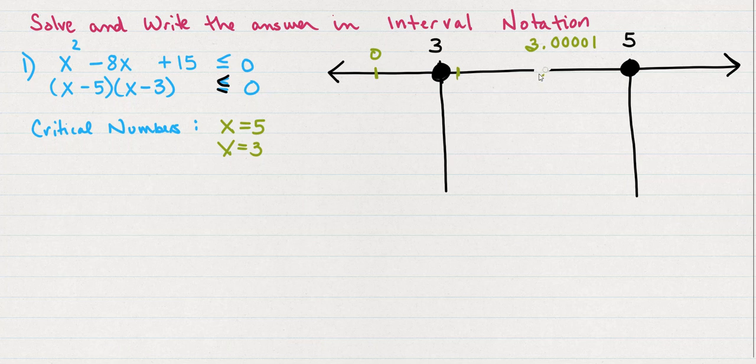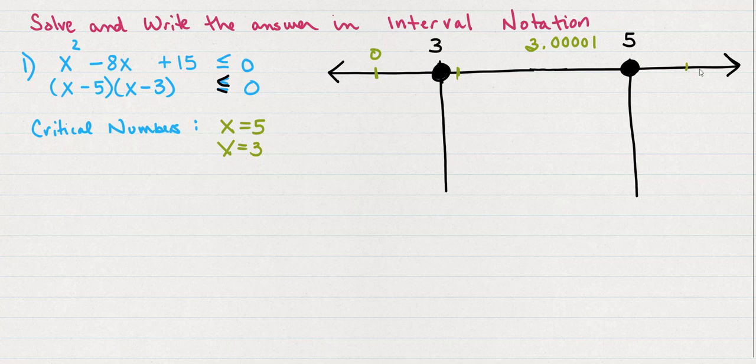Just one smidgen past that 3. So let's see what happens when our test number is just a smidgen past that 3, right? Just a tiny, tiny, tiny increment to the right, but it's on that interval. Now, when you do these examples, make it easy for yourself. Just use the 4, but I want to show you what happens here.